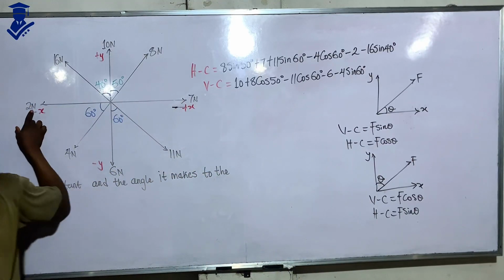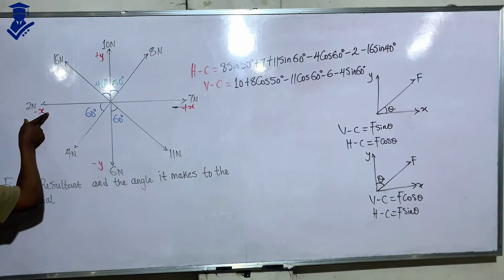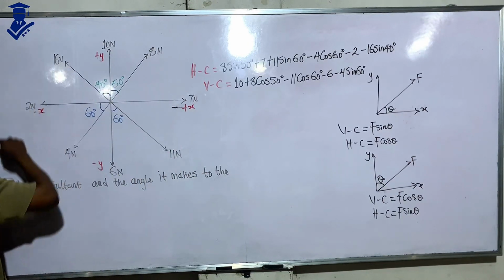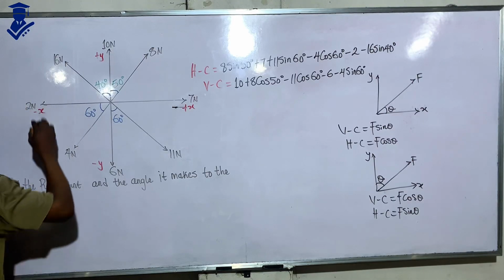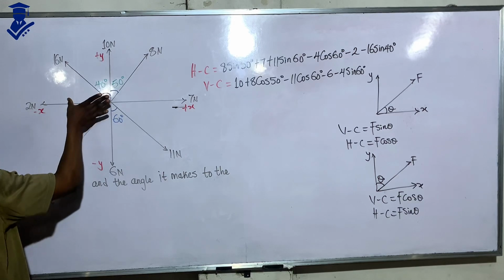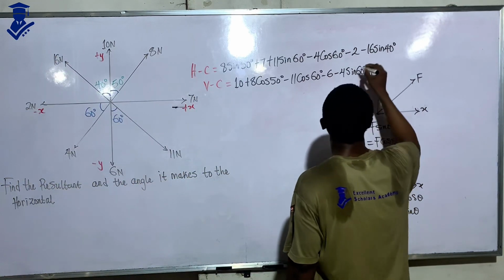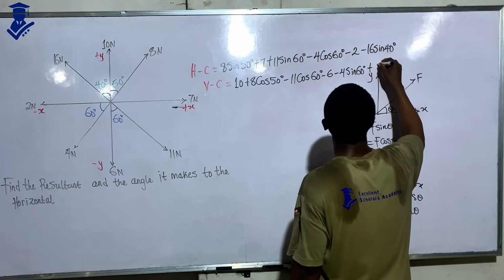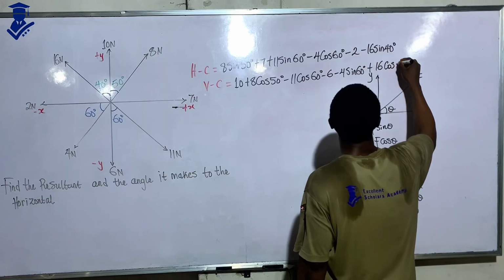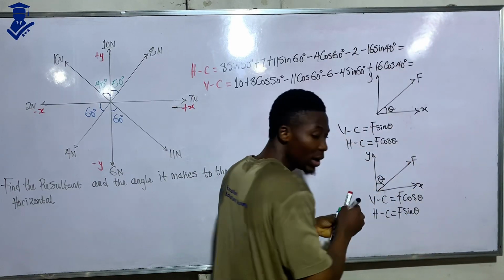Now, the next one is our 2 Newton force, which is directly on the x-axis. It's not going to be relevant, alright, because we are doing for our vertical component. Now, the next one is finally our 16 Newton force, which is inclined at an angle 40 degree to the vertical, alright, which is also on the positive side of your y-axis. So this is going to be plus 16 cos 40 degree.